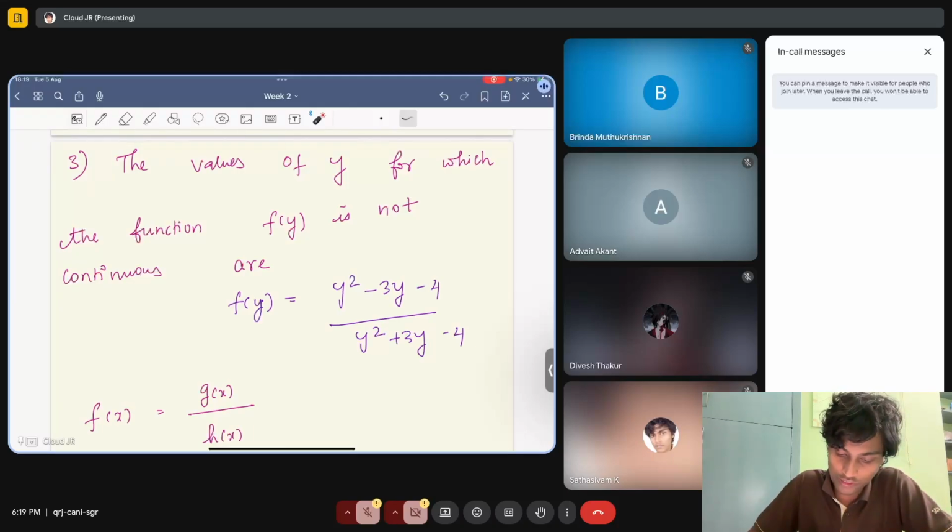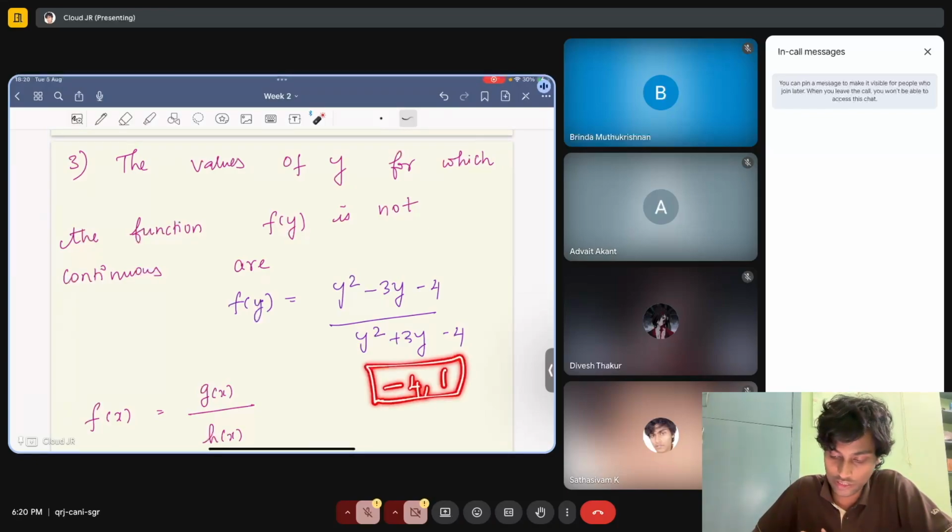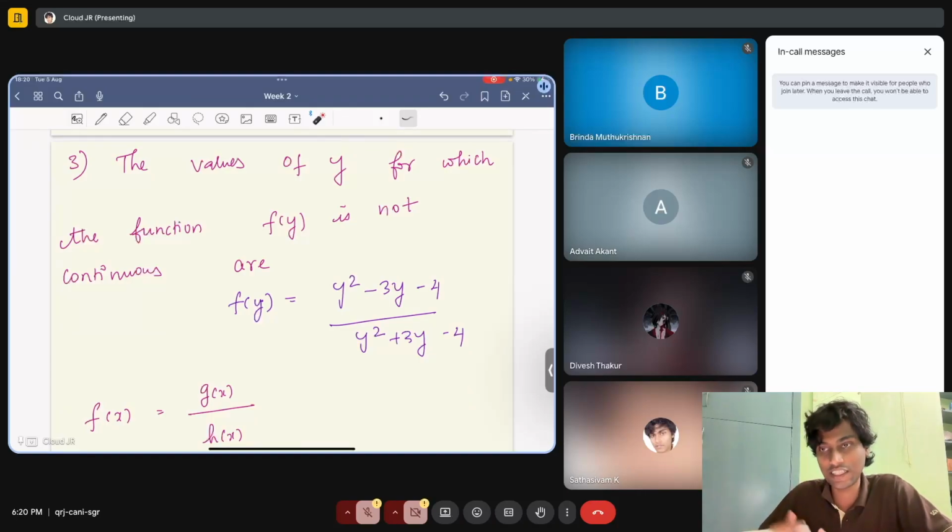What I'm asking is, what are the values of y at which the function is not continuous? That means I have to say, okay, at minus 4 and 1 the function is not defined. That is fine, and at those points it cannot be continuous. But then one also has to say that at the other points it is continuous, so that these are the only points where the function is discontinuous.